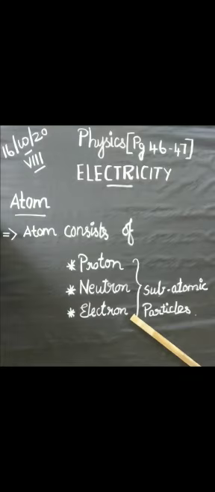The atom is the smallest particle, and it consists of proton, electron and neutron. These three are called subatomic particles. The proton and the neutron are found inside the nucleus, which is at the center of the atom.